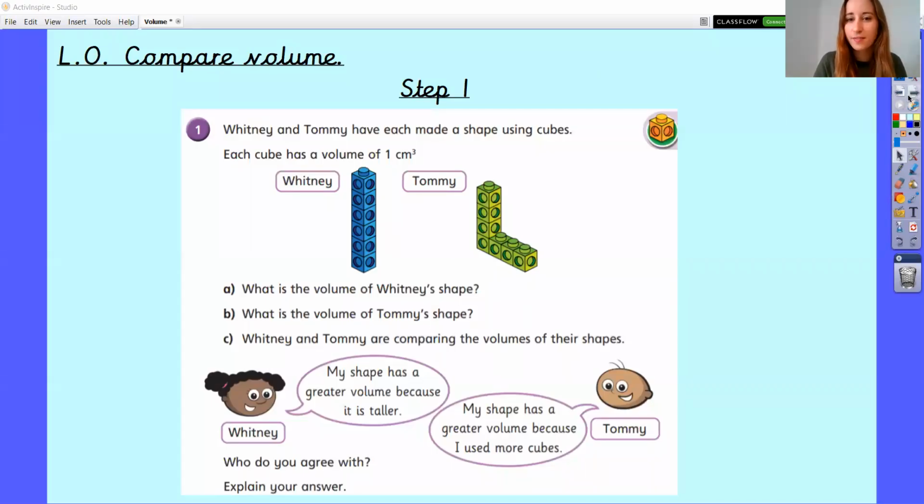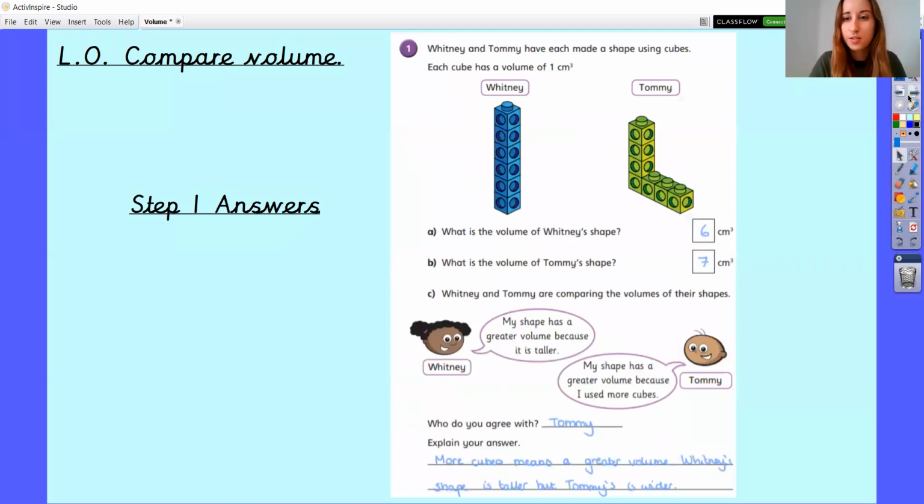Okay, well done, year 5. Let's have a look at the answers to step 1. So you might want to mark with a different coloured pen. And let's see how you got on. So we've got Whitney's shape and Tommy's shape. The volume of Whitney's shape was 6 centimetres cubed. Remember, the question told us each cube they were using measured 1 centimetre cubed. She used 6. Tommy used 7, so the volume of his shape was 7 centimetres cubed.